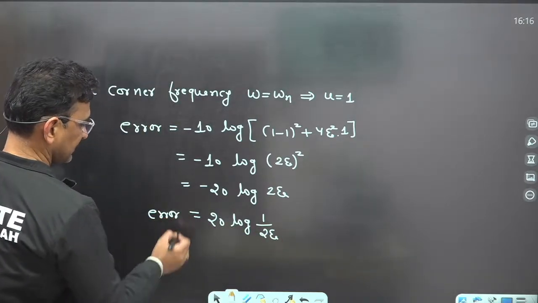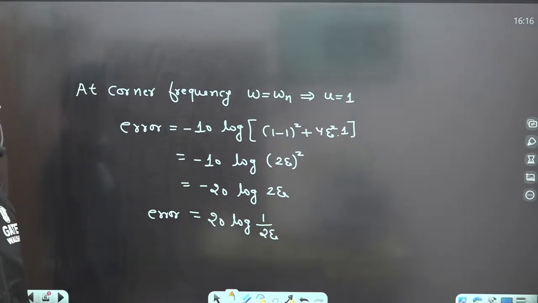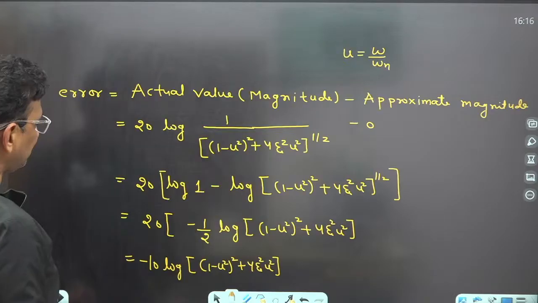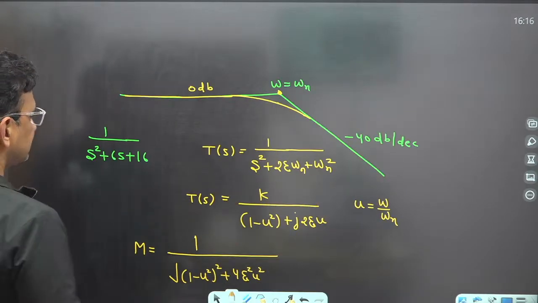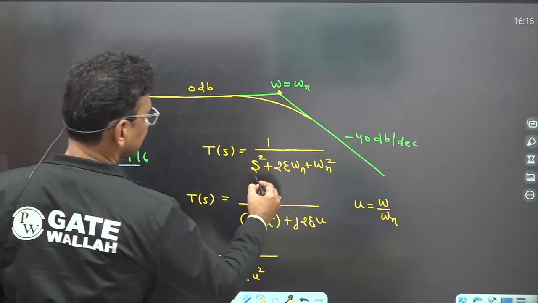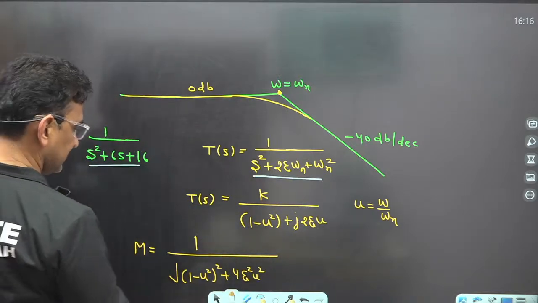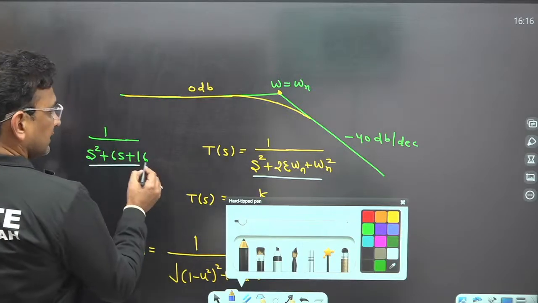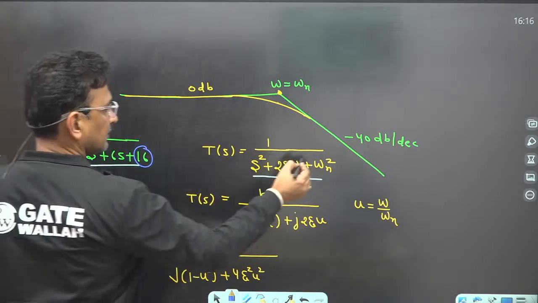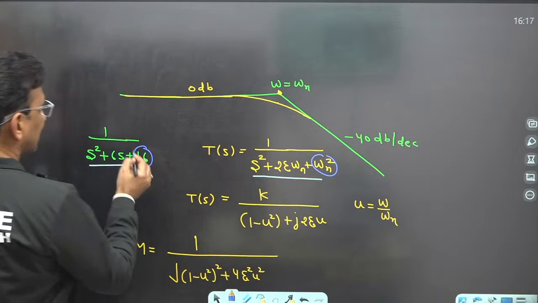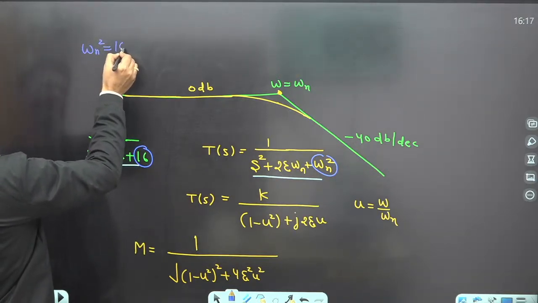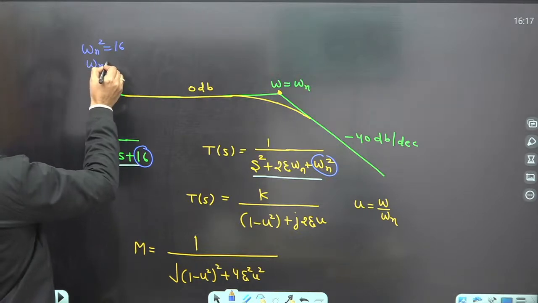Clear? It is a very different type of question. So what do you have to find out? You have to find out the value of zeta only. So how to find the value of zeta? Just compare this equation with this equation and you will get the value of zeta. See, omega n square is equivalent to 16. So omega n square is 16, that means the value of omega n will be 4 only.